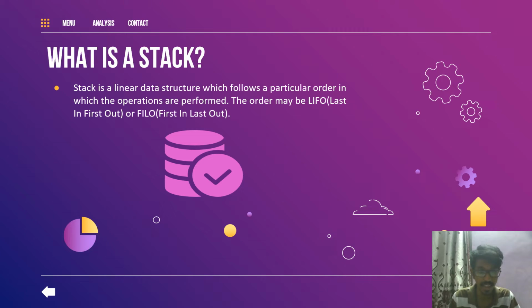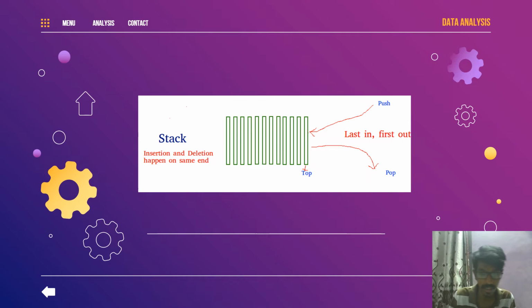A stack is a linear data structure which follows a particular order in which the operations are performed. The order may be LIFO, that is last in first out, or FILO, that is first in last out. It is an ordered representation of data in which the first data which comes in is the last to leave, and also the last data which comes in is the first to leave the stack. So this is what a stack looks like, and this is exactly how the data is arranged in a stack.